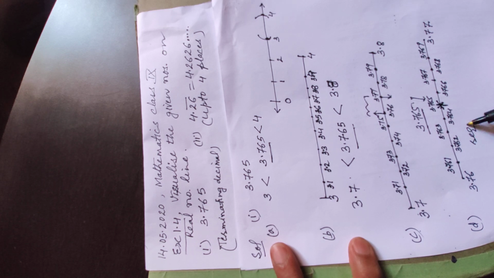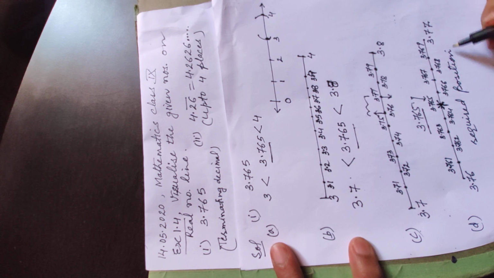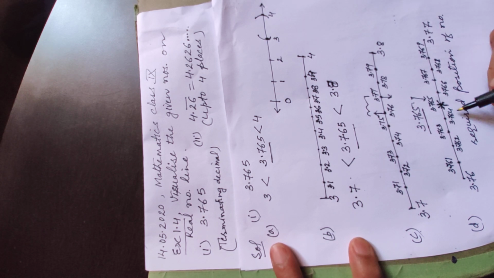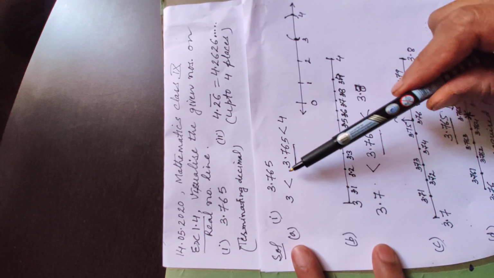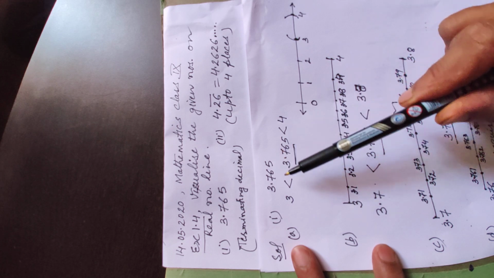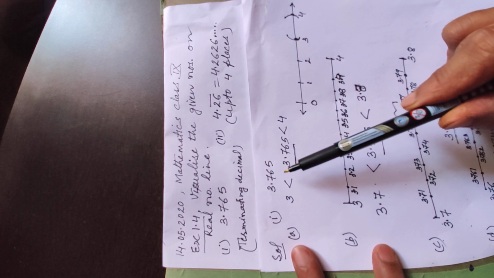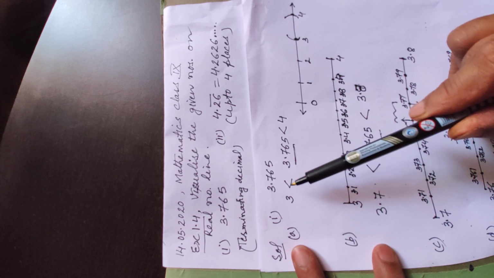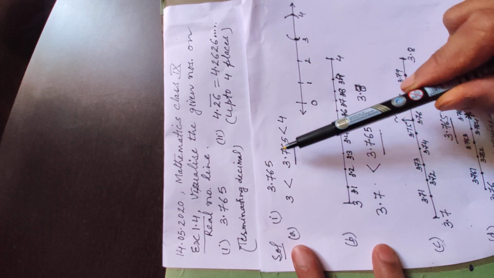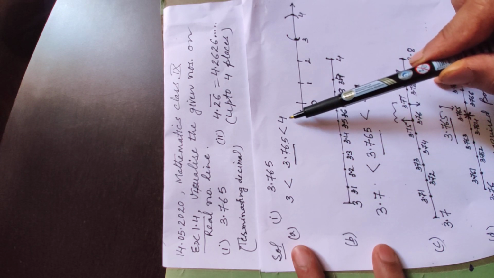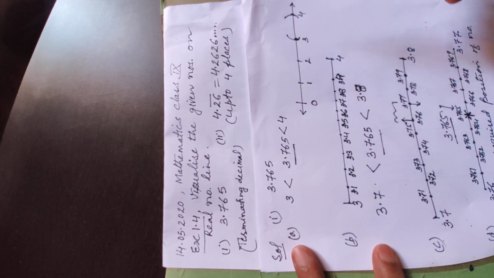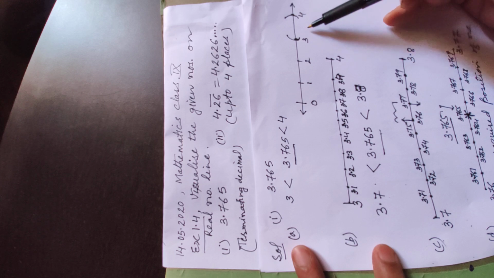Okay, so this is the required position of the number 3.765. Okay, repeating now the steps. Look at the given number. The number was 3.765. So you have to find out the two integers between which this particular number lies. So 3.76 is more than the integer 3 but less than the integer 4. So the rough location is you have to go between the range 3 and 4.